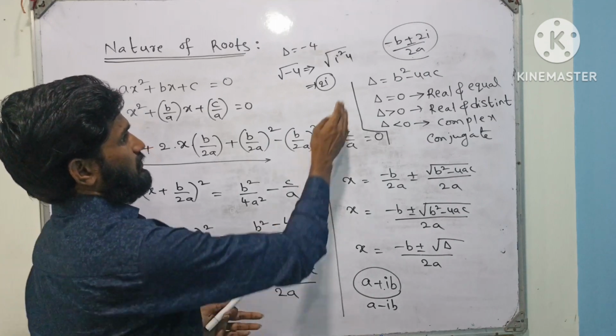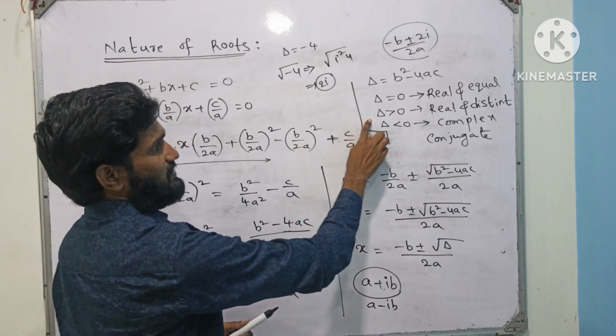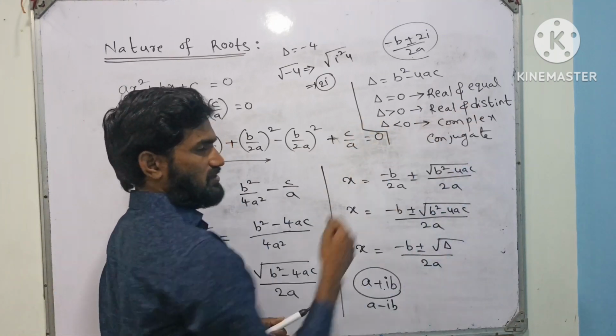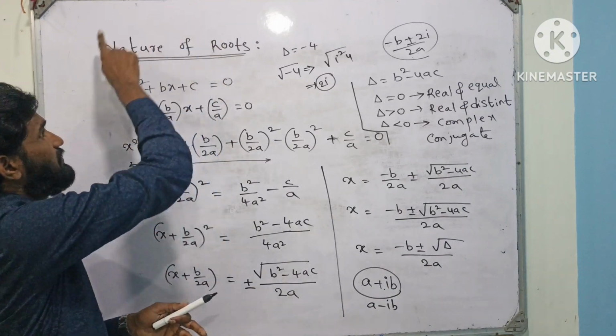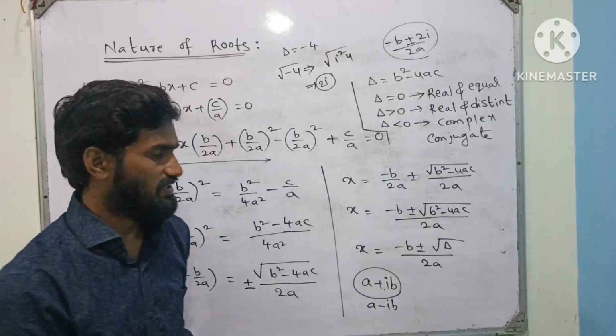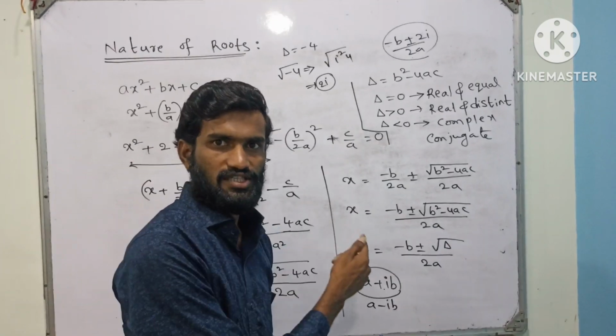Therefore, if discriminant is equal to 0, roots are real and equal. If discriminant is greater than 0, roots are real and distinct. If discriminant is less than 0, roots are complex conjugate. So who is deciding the nature of roots? The discriminant is deciding. This is the deciding factor for the nature of roots. I hope you got this one.